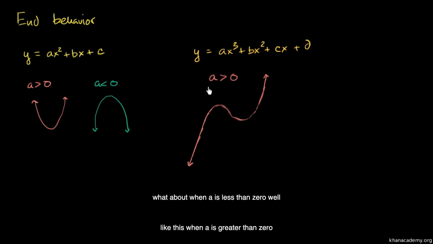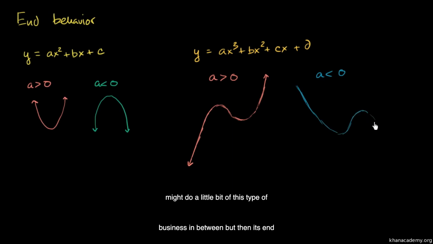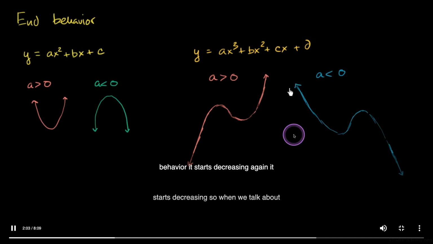But what about when a is less than 0? Well then, just like here, we would flip it. So let me write this. If a is less than 0, when x is really negative, you're going to multiply that times a negative a, and you're going to get a positive value. So it's going to look something like this. And then it's going to go like this. It might do a little bit of this type of business in between, but then its end behavior, it starts decreasing again.